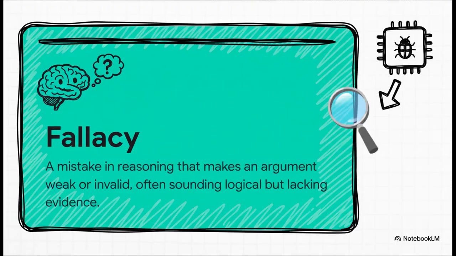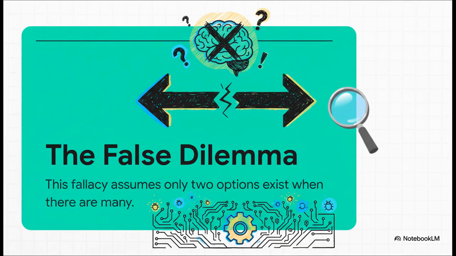So, what even is a fallacy? At its core, it's just a mistaken reasoning. It's a flaw that makes an argument totally invalid. The tricky part, and the reason they're so common, is that they often sound really persuasive. They kind of dress up like good logic, which is why it's so incredibly easy to fall for them. Let's meet our first culprit, the false dilemma.